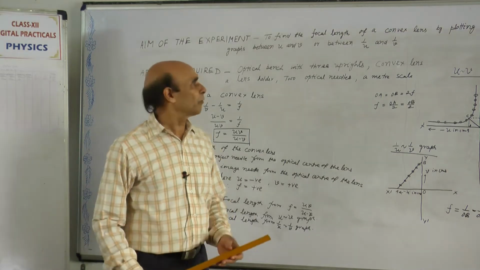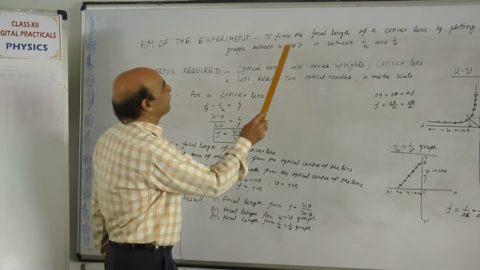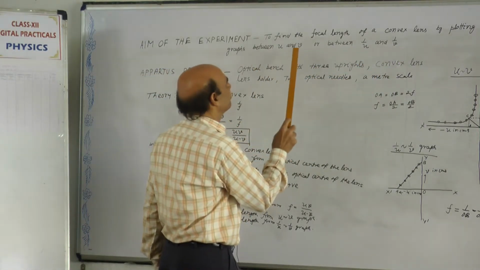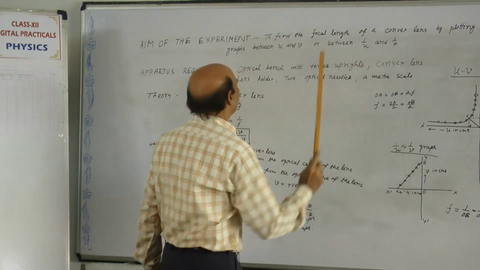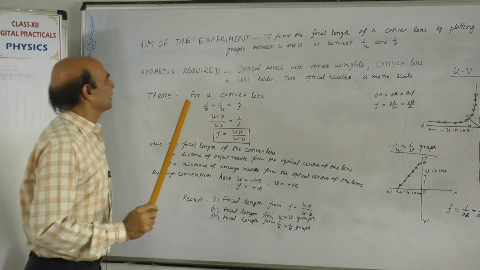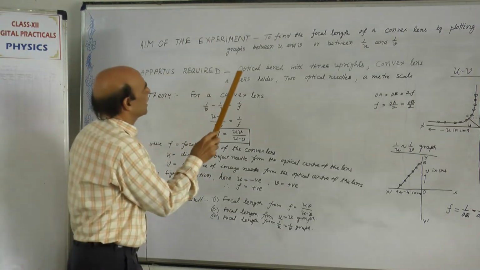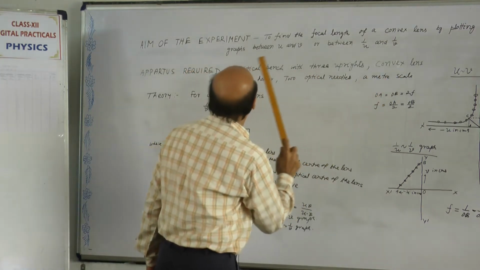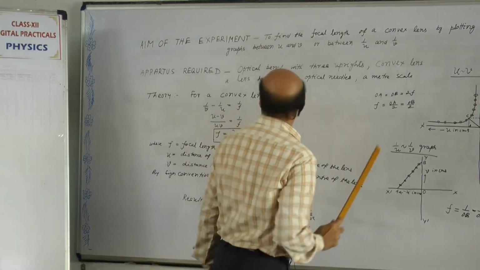Now we will go to our next experiment. The next experiment is to find the focal length of a convex lens by plotting graphs between u and v, or between 1 by u and 1 by v. Here u is the object distance and v is the image distance. The apparatus required are an optical bench, three upright stands, a convex lens, a lens holder, and two optical needles.